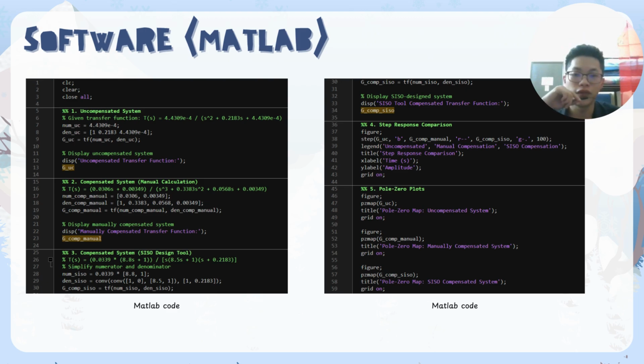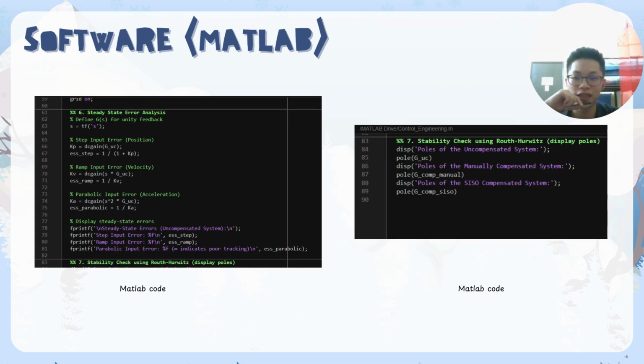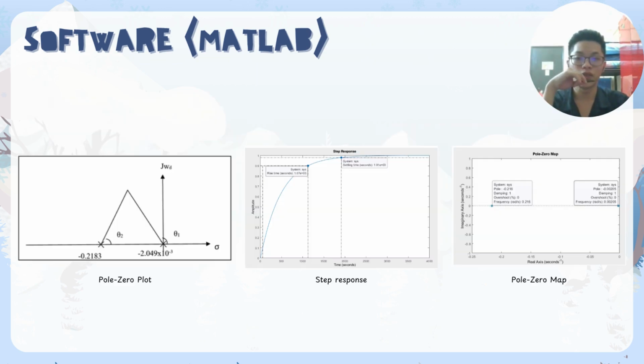So here are the codes for this system. I have separated it into a few sections, mainly the uncompensated system using manual calculation, and the compensated system using the SISO design tool. I have also included the step response comparison and pole-zero plots. Over here, I have added the steady state error analysis and stability check using Routh-Hurwitz. And here are the MATLAB results for the pole-zero plot, step response, and pole-zero map.